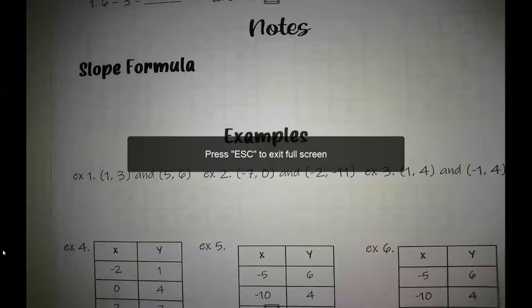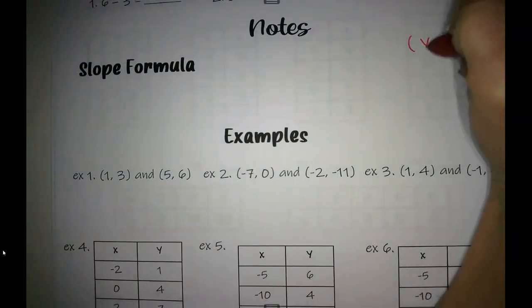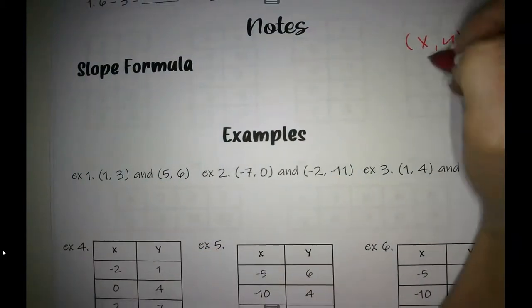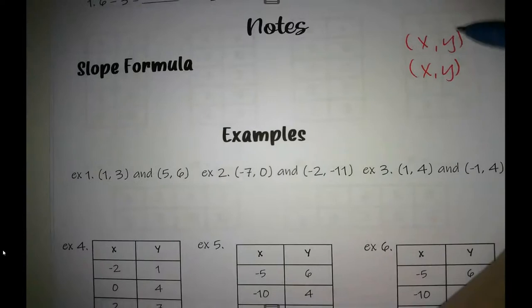All right, let's look at our slope formula. This is the formula that we're going to be using when we are given 2 points. So we're going to have a point x and y and another point x and y. And we use this formula to find the slope of the line between those 2 points.